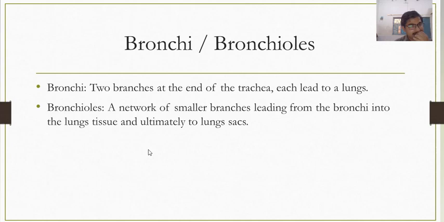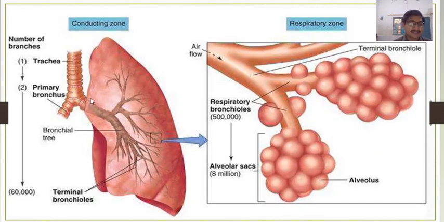Bronchi and bronchioles. The trachea divides into two, left and right bronchi, and the bronchi divide again and again into a network of smaller branches known as bronchioles, which end in the alveolar sacs. This figure helps us to understand: this is the trachea, which is divided into left and right bronchi, or bronchus, and then each bronchus is further divided into branches, and these branches again divide and make a larger tree-like arrangement. Why do they divide? In order to increase the surface area.